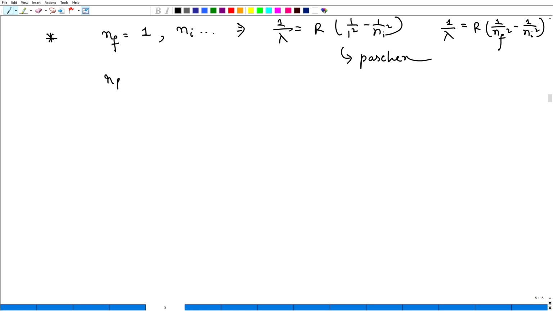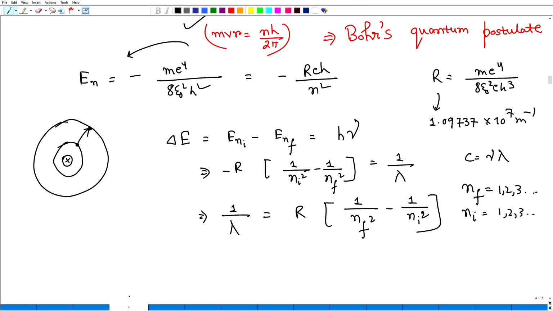Similarly, if N_f is 2, here actually you are taking the emission spectra, so this is the de-excitation. Okay, here these results are actually for the emission spectra.